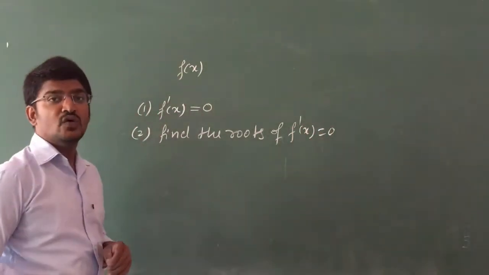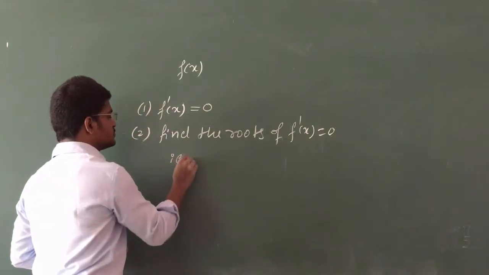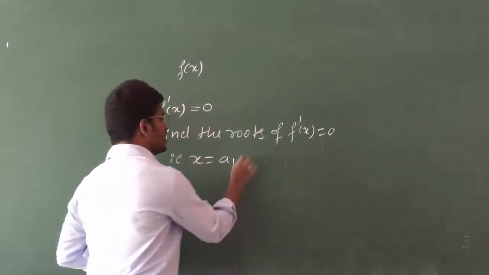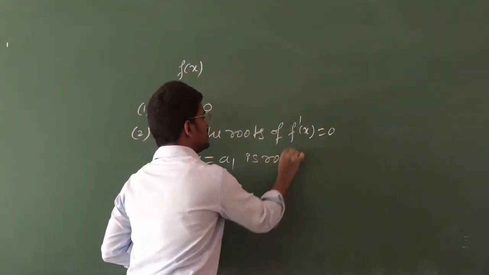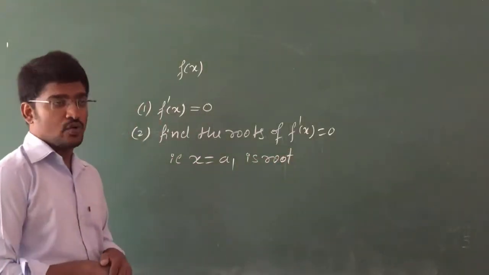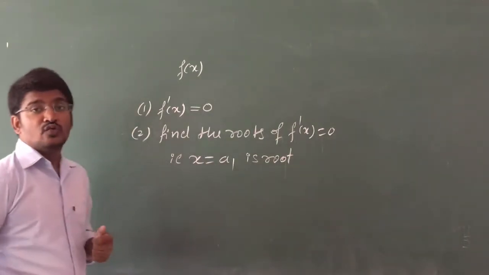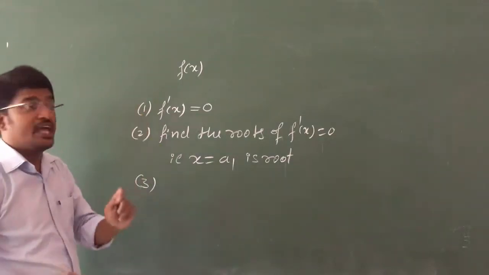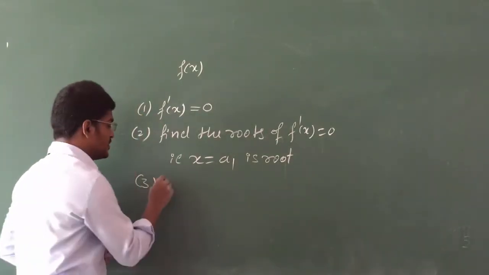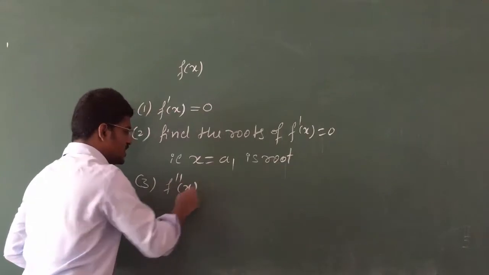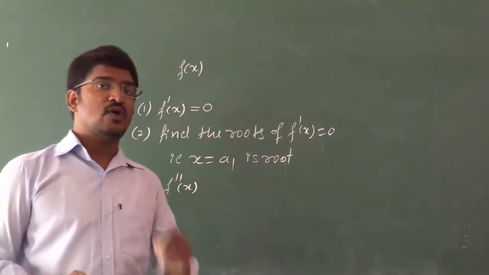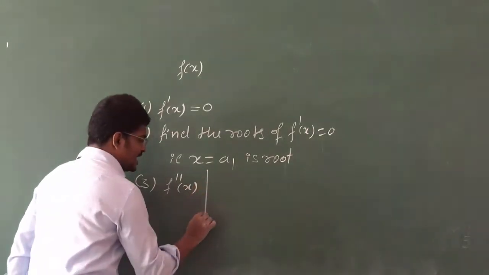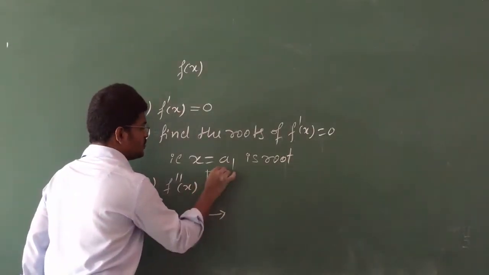f dash of x equal to 0, that is x equal to a1. Consider x equal to a1 is a root. After getting the root, what do you have to do? You have to differentiate this f dash of x again. That means you have to calculate f double dash of x. After calculating f double dash of x, what do you have to do?